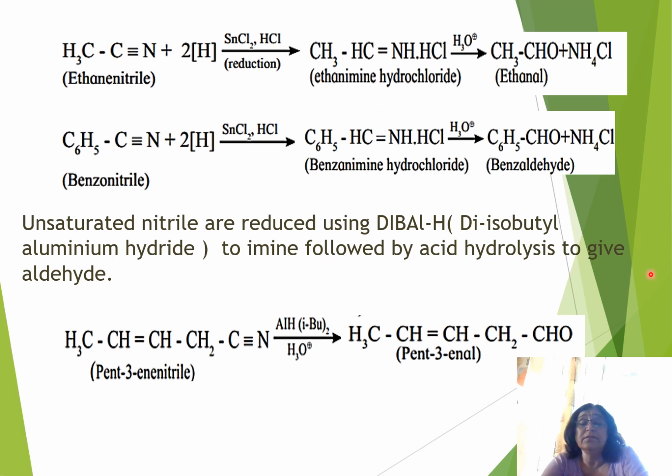Clear? So unsaturated nitriles are reduced using which reagent? DIBAL-H, diisobutyl aluminum hydride. Okay.